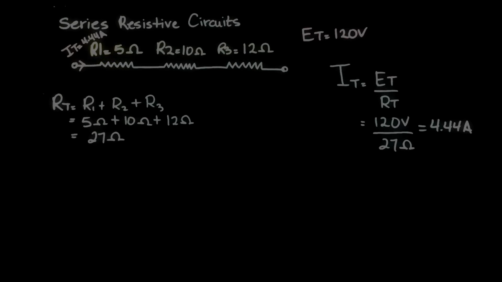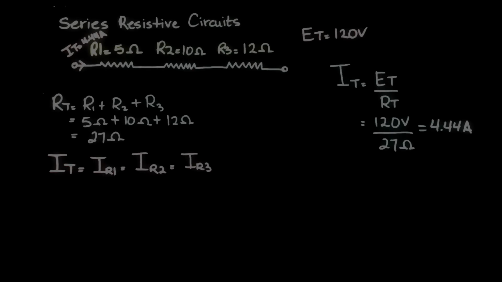4.44 amps of current. In a series circuit, current only has one path. Therefore, it is true to say that I total equals IR1, which is the same value, which equals IR2, which equals IR3, and would go on and on if we were to continue to wire resistors in this way. In a series resistive circuit, current is constant.